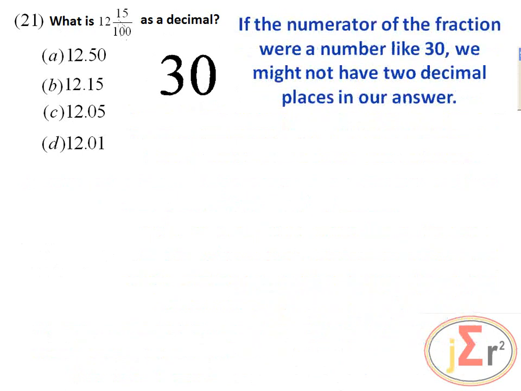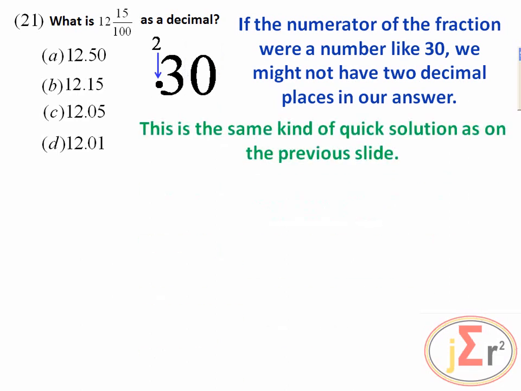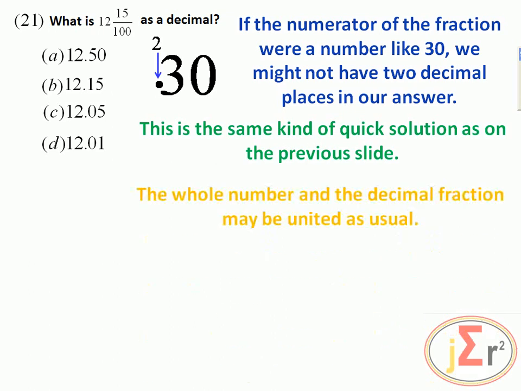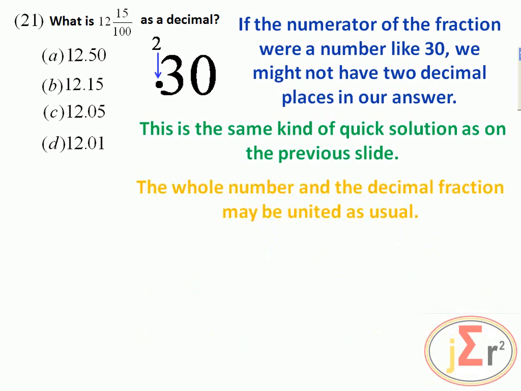If the numerator of the fraction were a number like 30, we might not have 2 decimal places in our answer. What will we do? Reduce by 2 places of decimal, as usual. This is the same kind of quick solution as on the previous slide. So if the numerator were 30, this is what would have happened. The whole number and the decimal fraction may be united as usual. Like that.